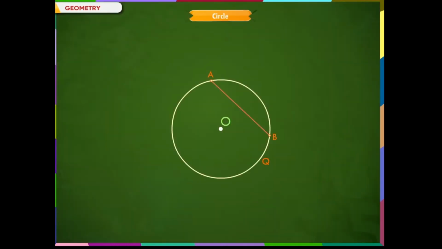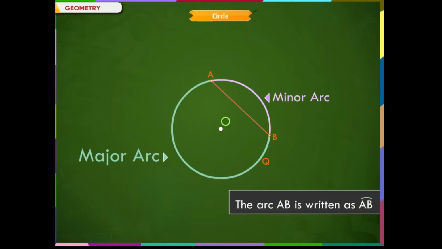Look at this circle. We can see that AB is a chord. AB divides the circle into 2 parts. Each part is called the arc of the circle. An arc is the portion of the boundary of the circle. This is the minor arc and this is the major arc. Symbolically, we represent the arc AB like this.